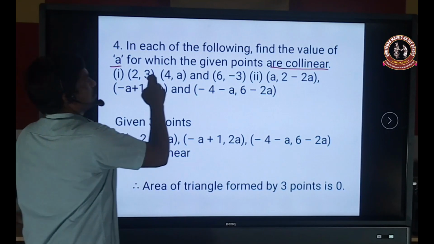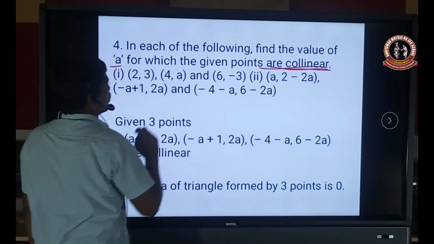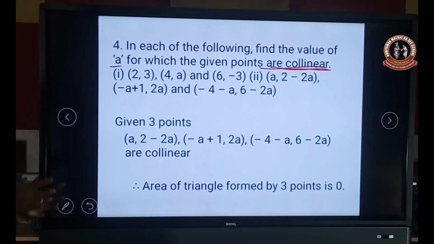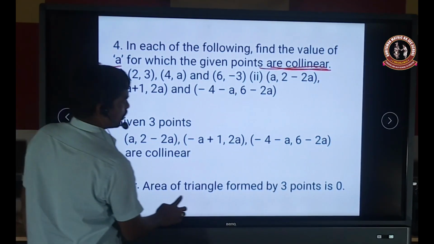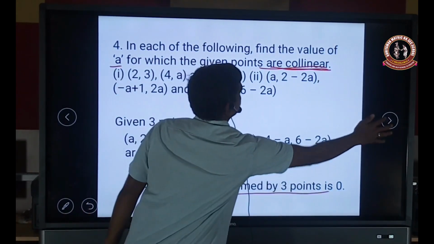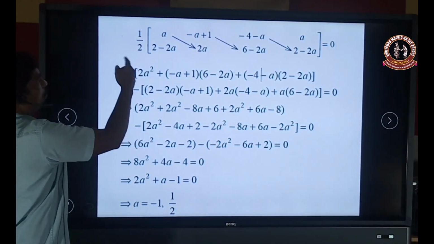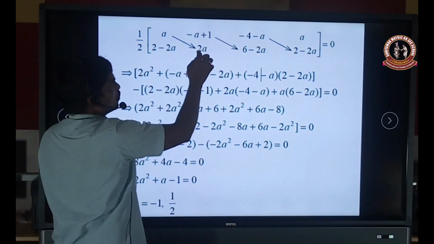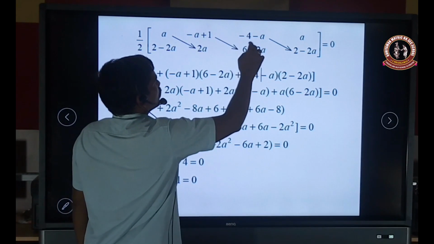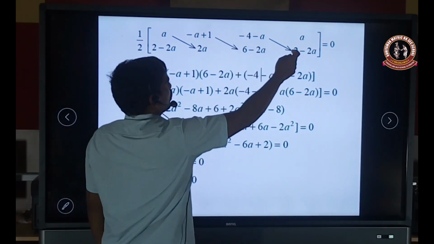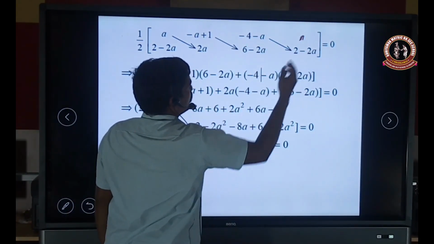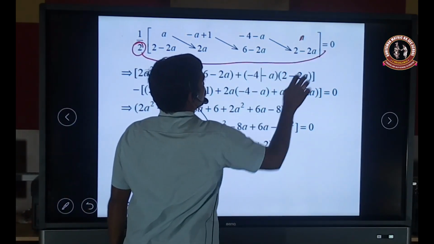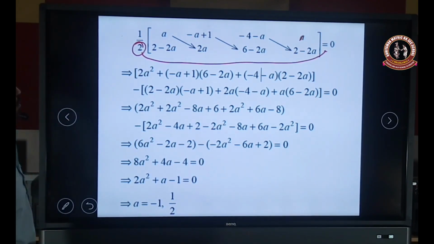Now given that the 3 points are collinear, it means the area formed by these 3 points is equal to 0. So area of the triangle formed by 3 points equal to 0. Now area is 1 by 2 into, this is x1 value, this is y1 value, this is x2 value, this is y2 value, this is x3 value, and this is y3 value, again this is x1 value and this is y1 value, equal to 0. Now the denominator 2 on the left hand side goes to the right hand side, so 2 into 0 equal to 0.